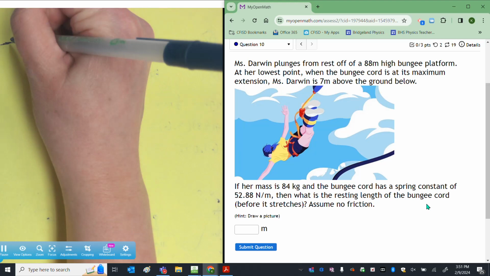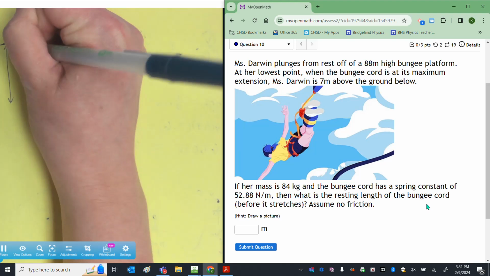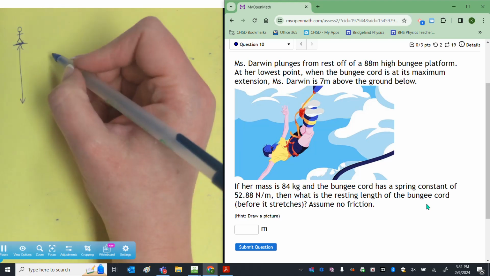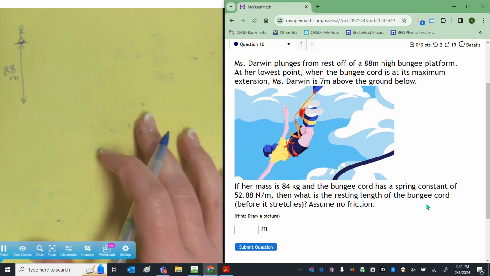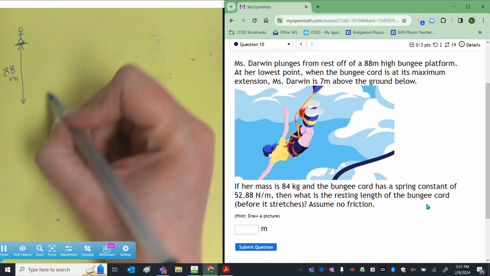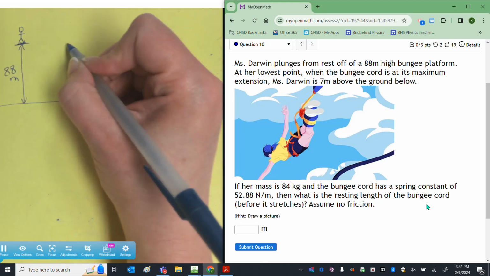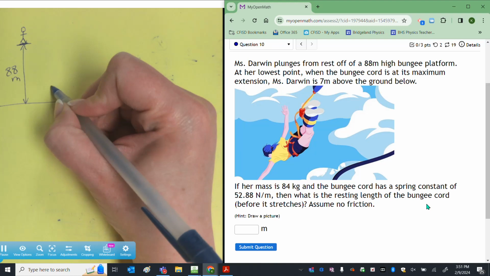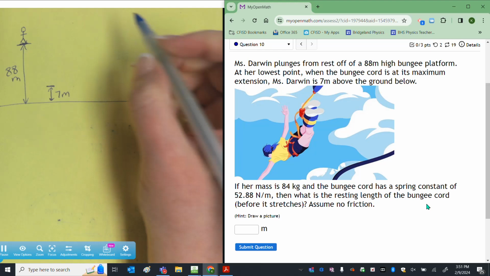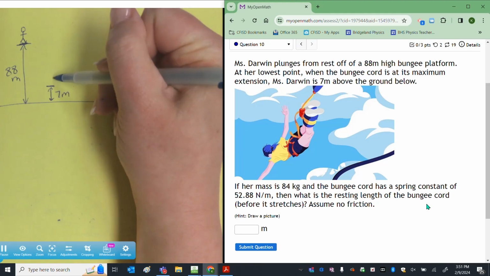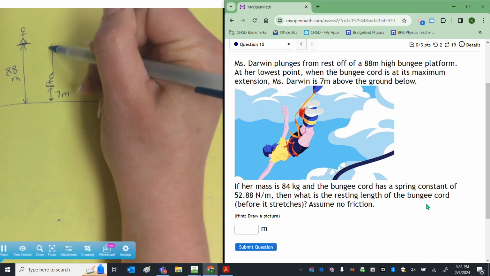So we know that we start out up here on top of this platform that is 88 meters high. At her lowest point, when the bungee cord is at maximum extension, Miss Darwin is 7 meters above the ground. So whenever we jump off and we're on our bungee cable, now at the end, we're going to call this 7 meters. And so our bungee cable will be holding us up from that point.